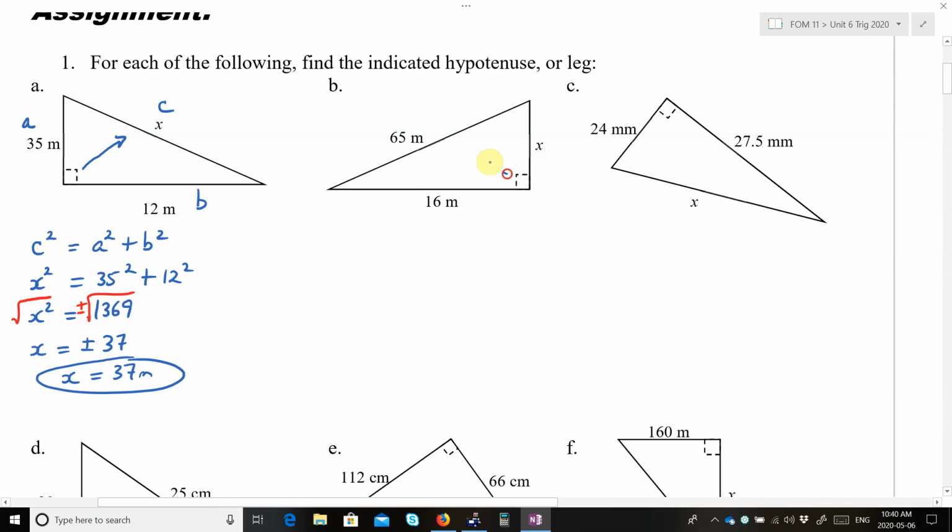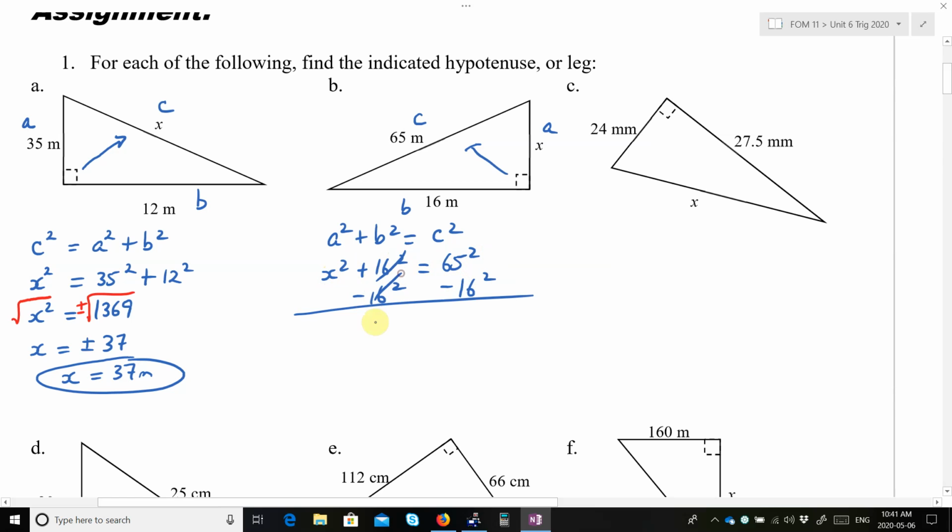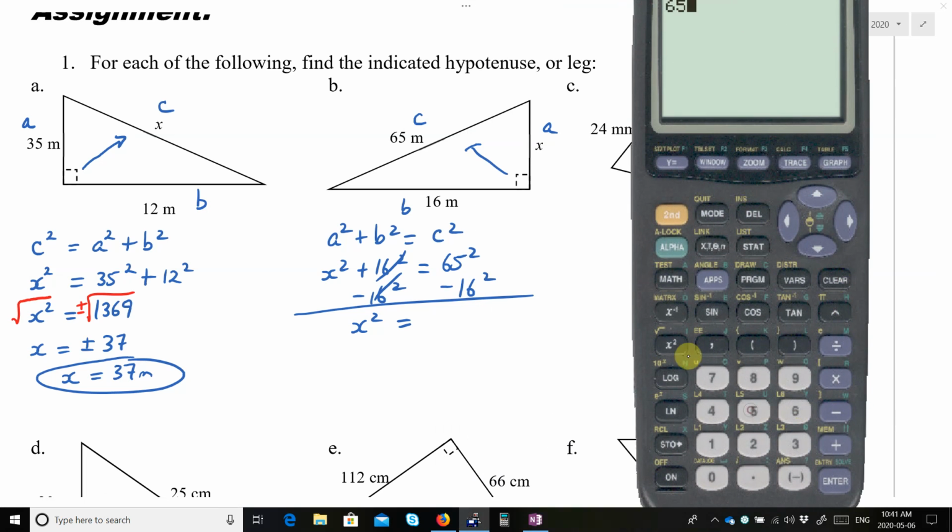All right, in B, let's establish where C is. It's right here. This time we are trying to find one of the legs. So I can go A squared plus B squared equals C squared. A is x. X squared plus 16 squared equals 65 squared. And we need to get x by itself. It's being squared, and then we're adding 16 squared, so you can subtract the 16 squared over. We end up with x squared equals 65 squared minus 16 squared.